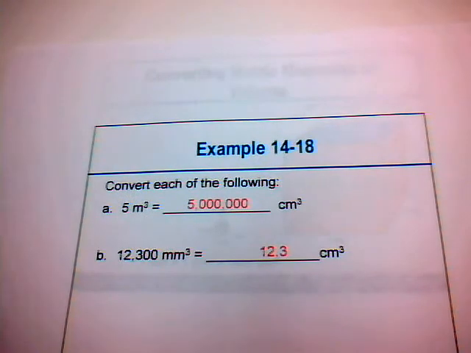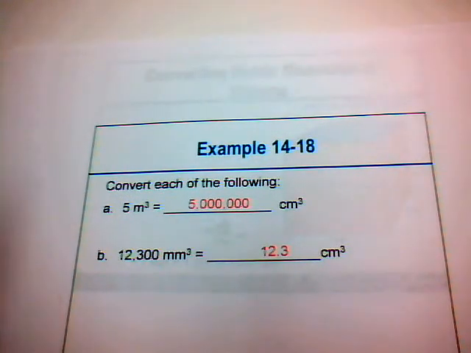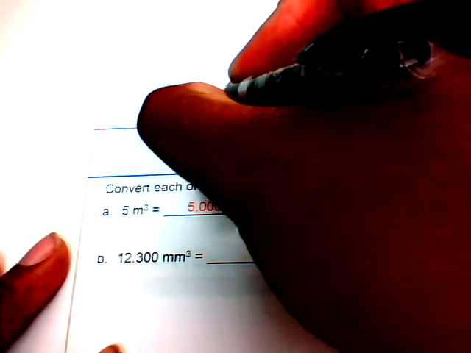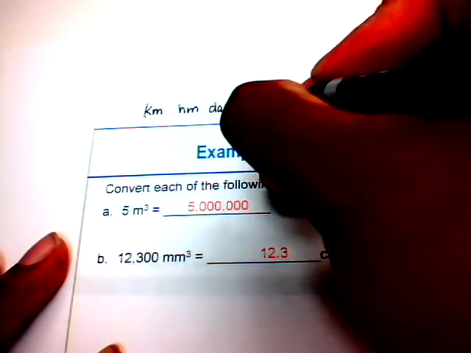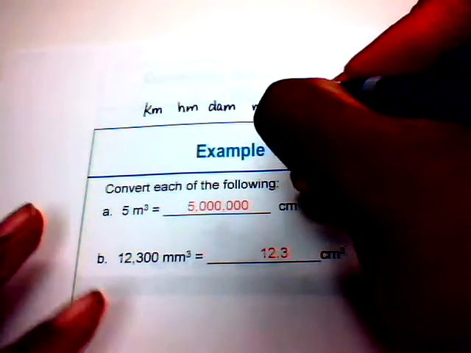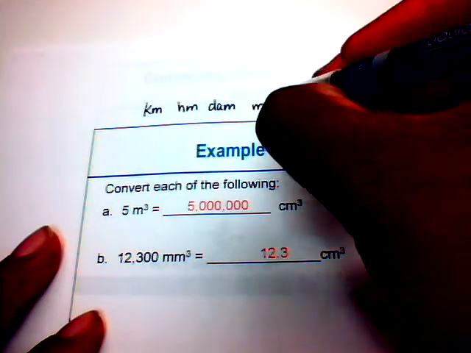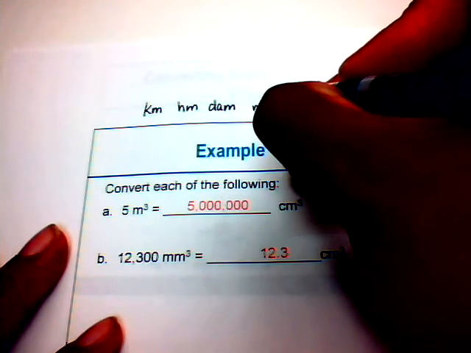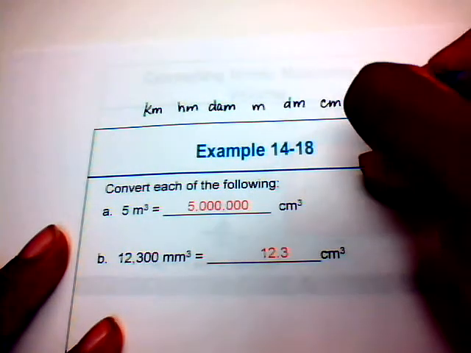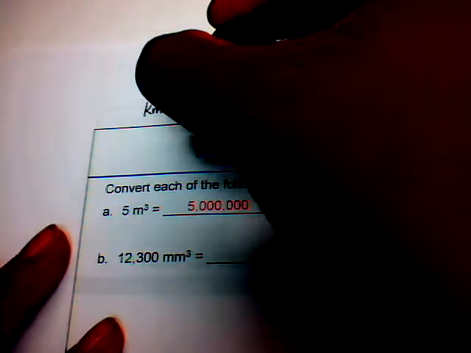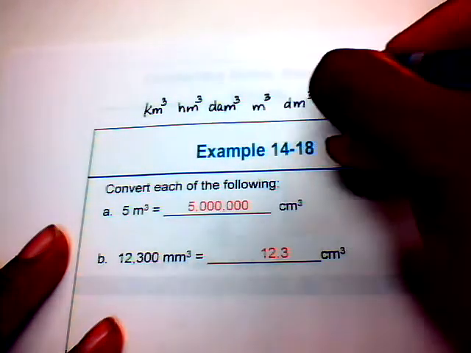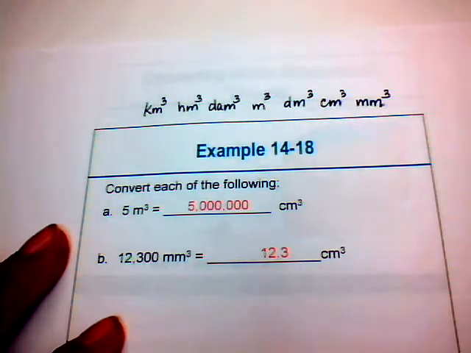And let's say we want to convert each of the following. 5 cubic meters is equal to how many cubic centimeters? Now, what I like to use is this particular table here. And this should be familiar to you, because we did this when we were converting with just the regular metric units. But this time we're dealing with cubic units, so it'll be cubic kilometers all the way through. And the basic unit will be the cubic meter.